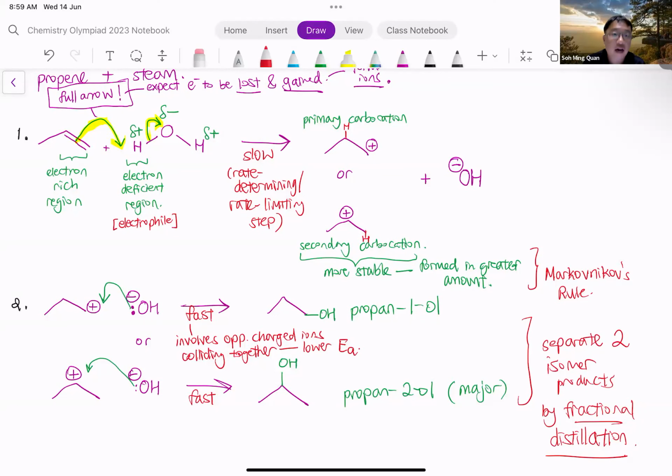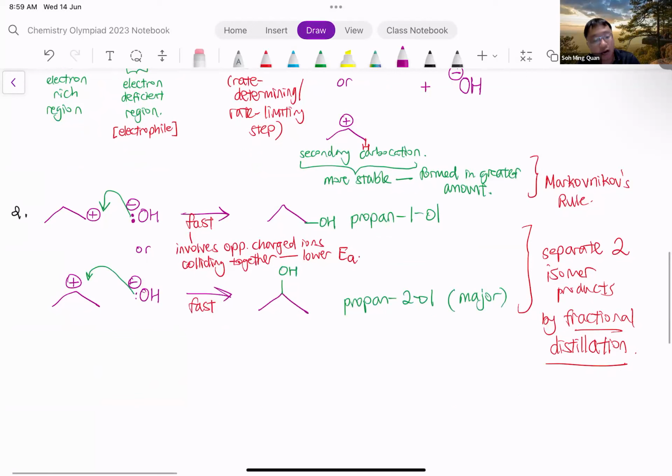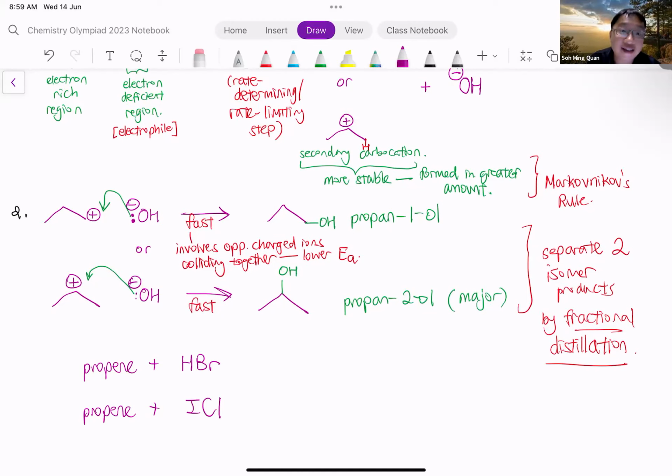So you should be able to draw the mechanism out if it was propene plus HBr. Can I please encourage the 3 of you in this Zoom meeting? Let's try drawing the mechanism for propene plus HBr, propene plus an interesting molecule called ICl. ICl is a covalent molecule containing one iodine and one chlorine atom. So try drawing these mechanisms out yourself. They all follow the same mechanism, which is electrophilic addition. So try reasoning this out yourself based on where the delta plus and delta minus will be in these molecules. This will allow you to learn how to reason out an organic chemistry mechanism on your own.